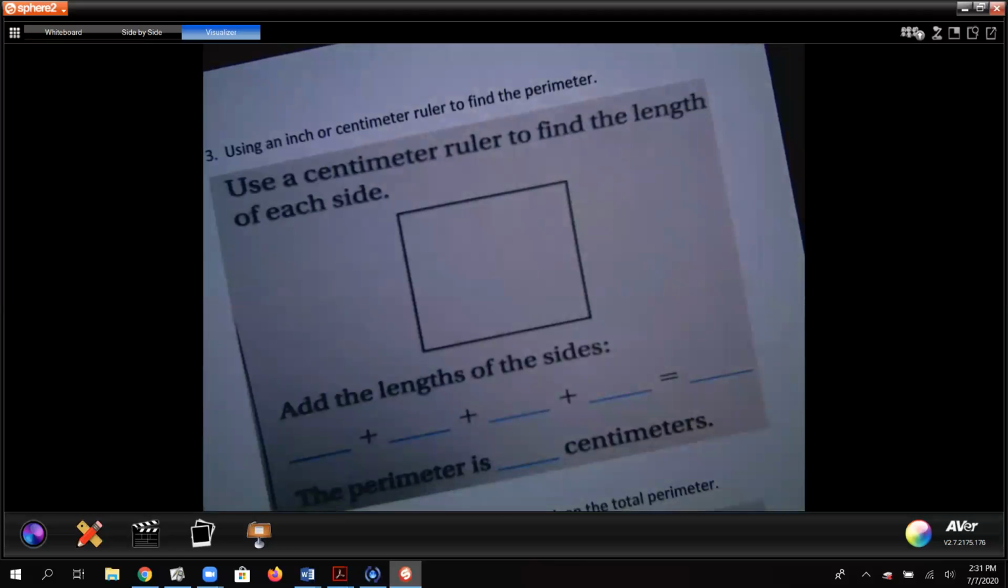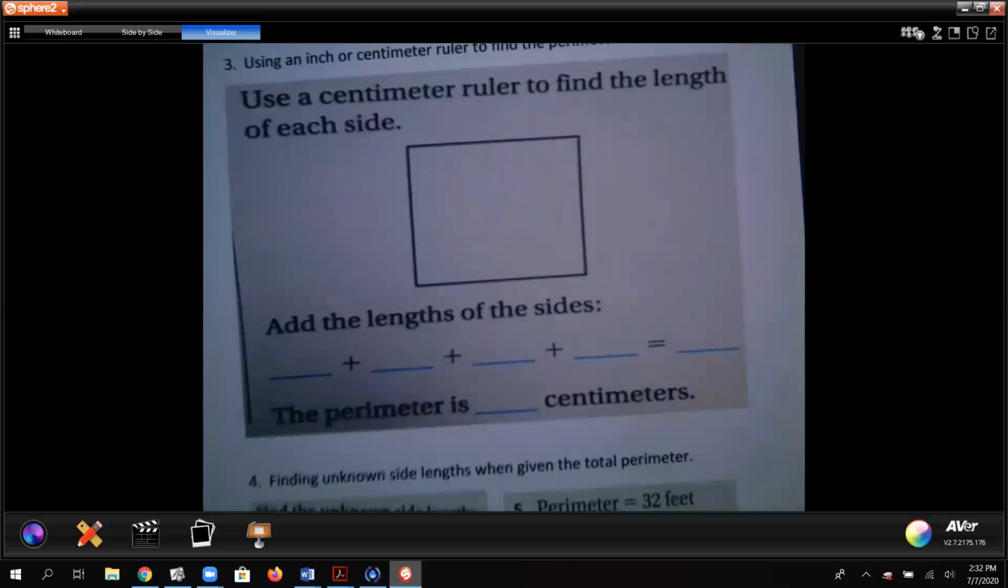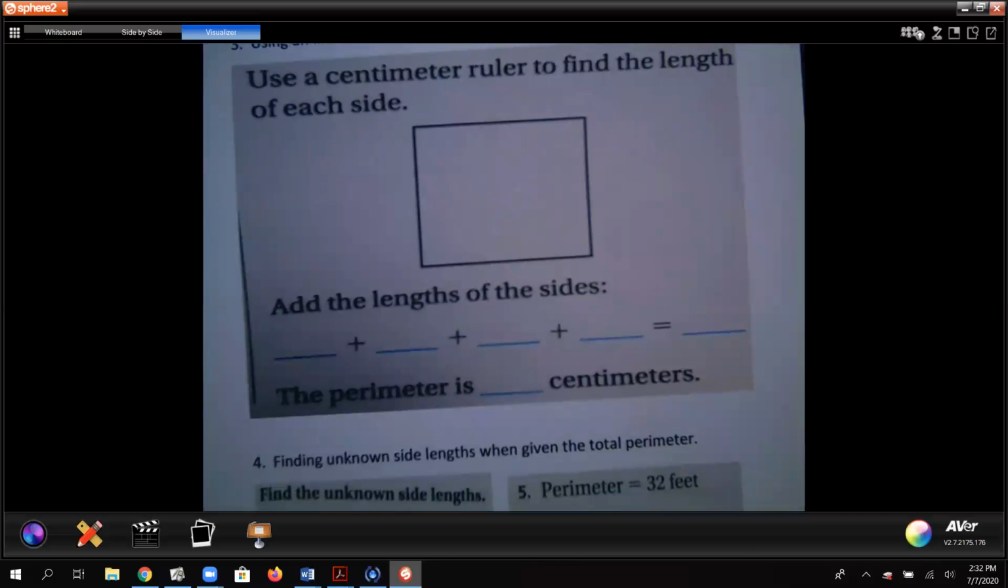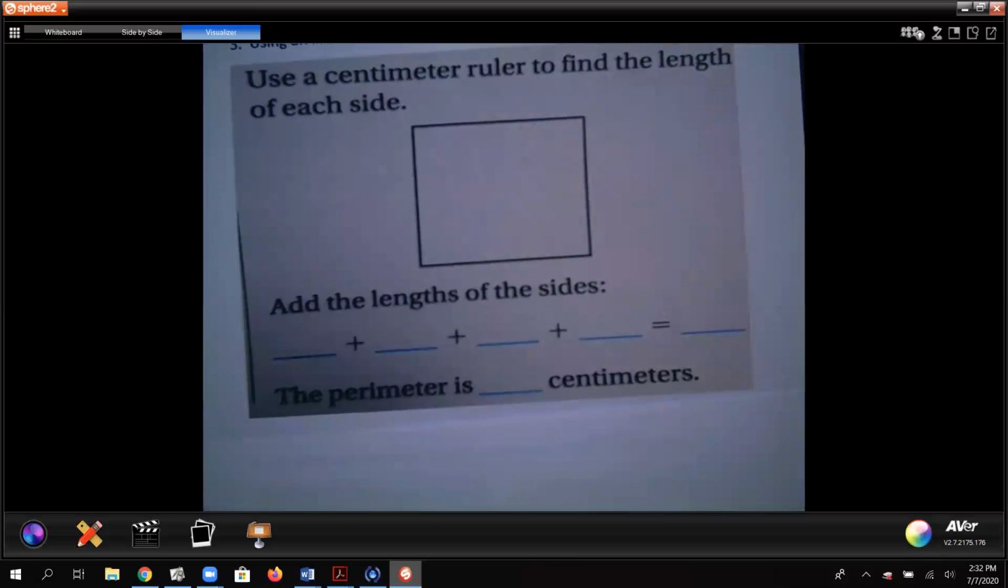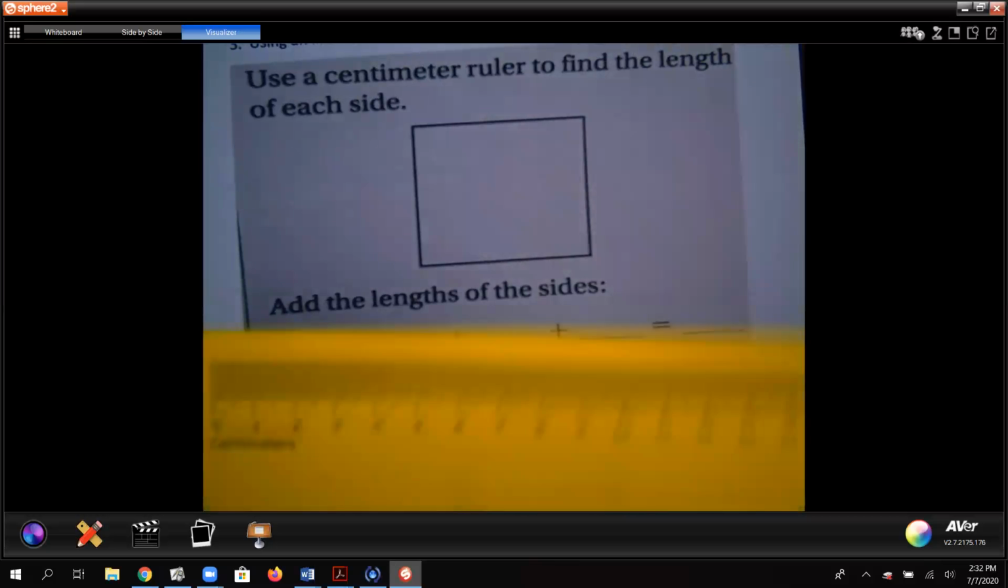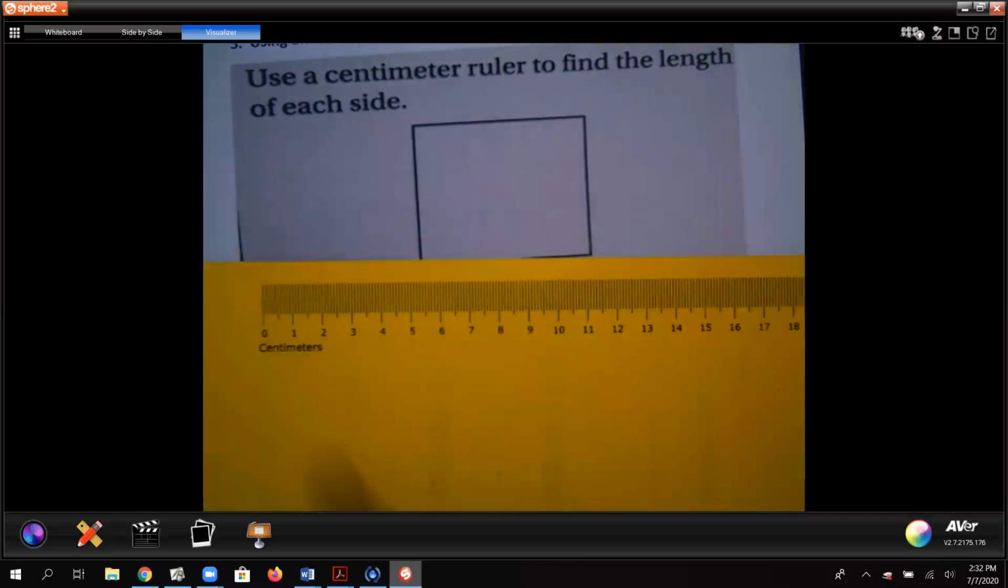Okay, this one says use an inch or centimeter ruler to find the perimeter. But this question tells me to use a centimeter ruler. So that's what we're going to use specifically. It says centimeter ruler right there. So we're going to go ahead and use our reference material chart, and we're going to make sure we're using the side that says centimeters.